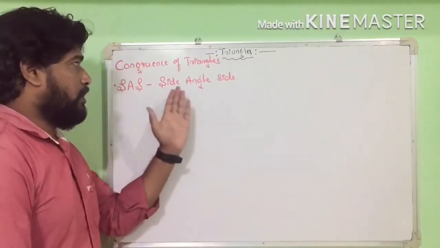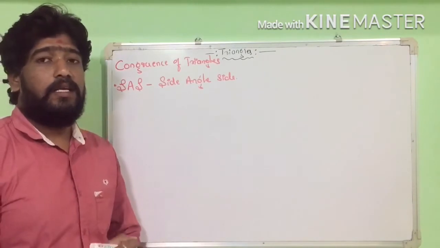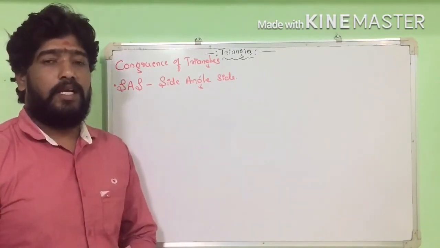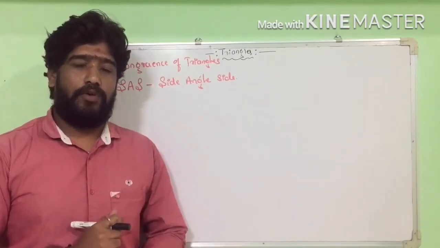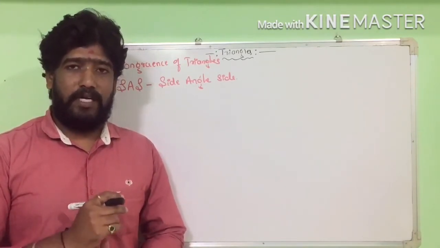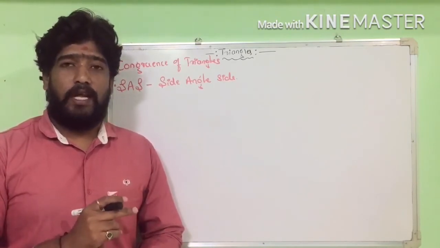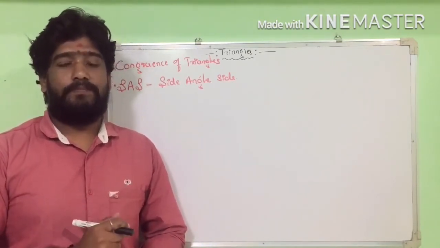So next one, congruence of triangles. In that, first one, the SAS, side angle side criteria. Two triangles are congruent if two sides and the included angle of one triangle are equal to the two sides and included angle of another triangle, right?